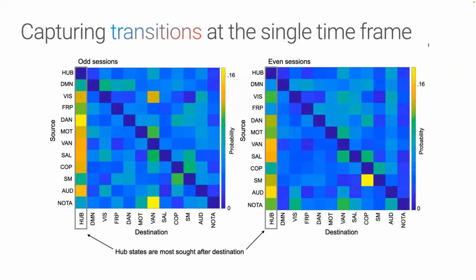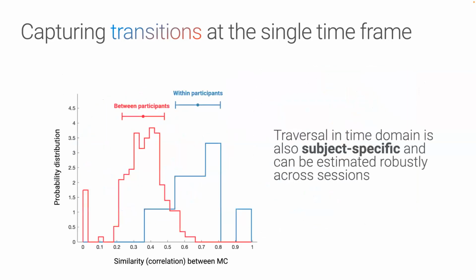I'm not showing it here, but we did this in the ABCD data set, and we found that these hub nodes, the proportional hub nodes, are highly related to attention deficiency and poor cognitive functioning. So we're writing that up. Hopefully I'll have those results for you guys soon. And these temporal transitions are also highly replicable within people.